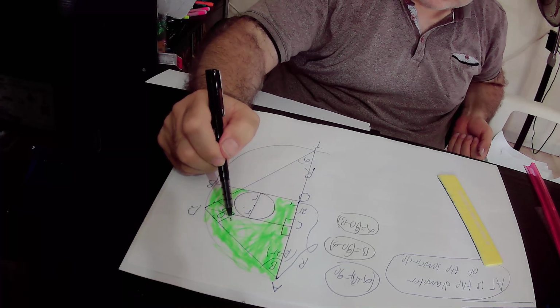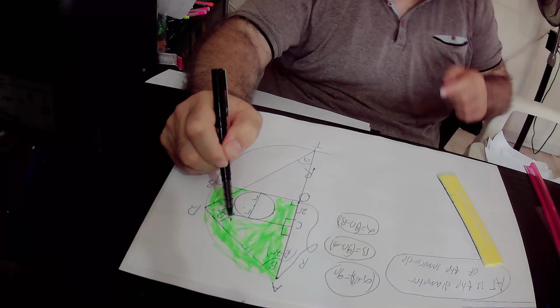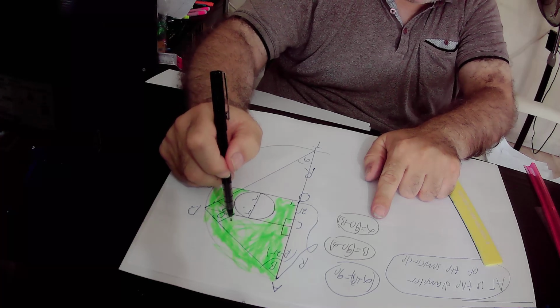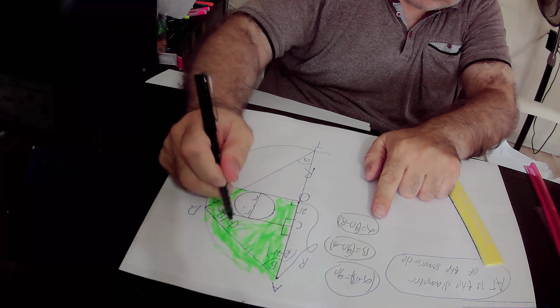So this angle must be equal to 90 degrees minus beta, but we have already found out that 90 degrees minus beta equals alpha. So here we can write down that this angle equals alpha.